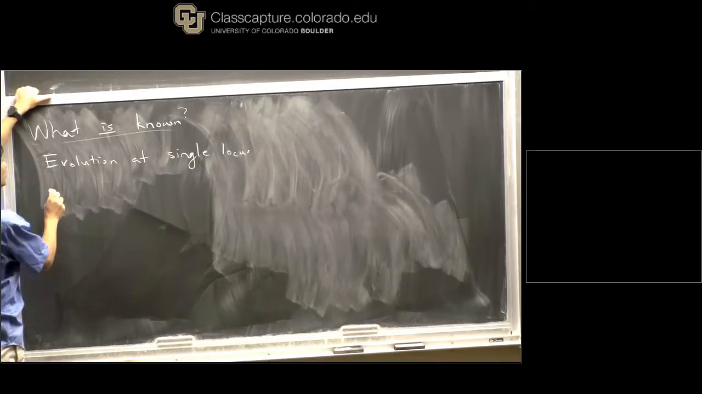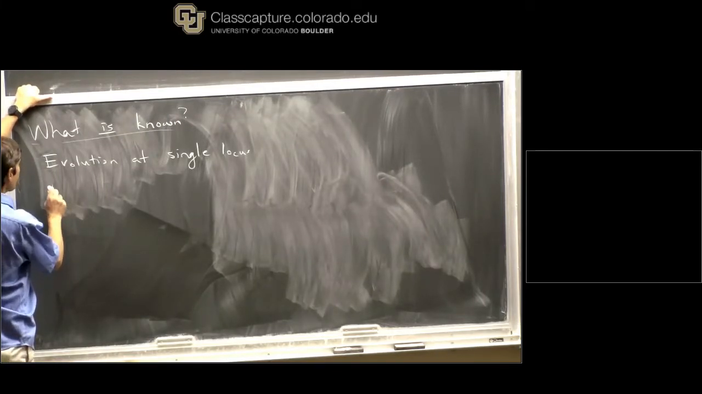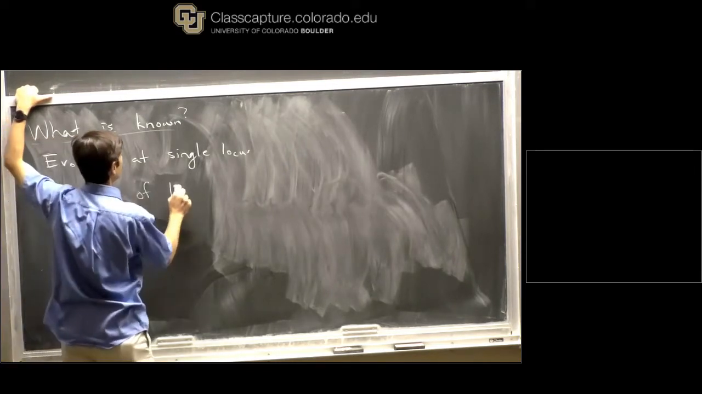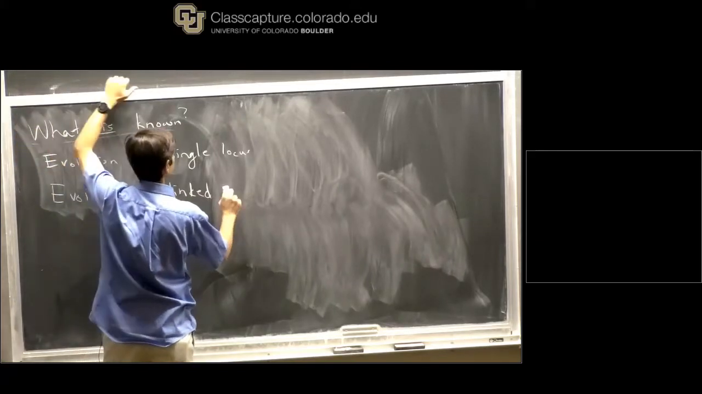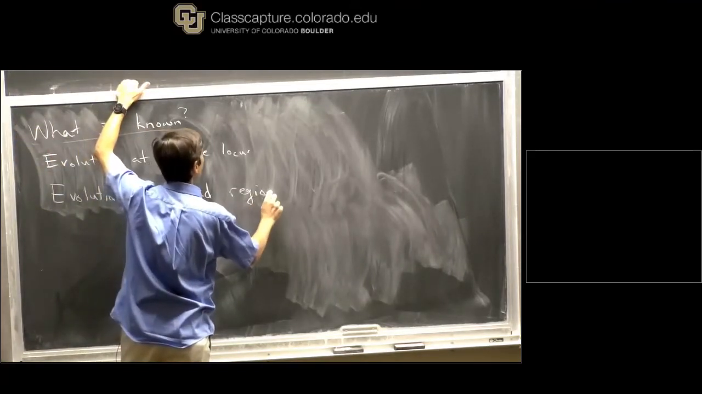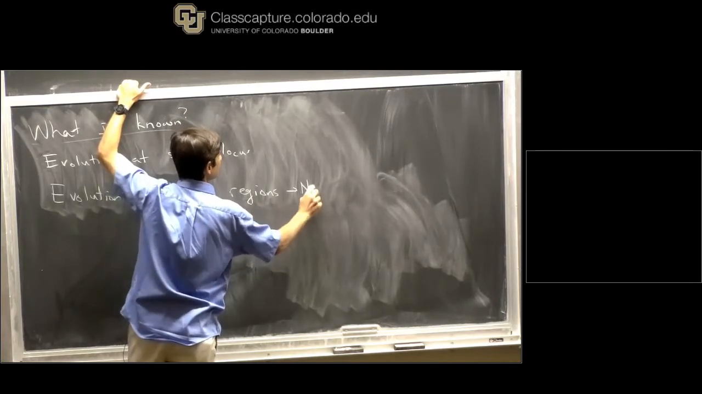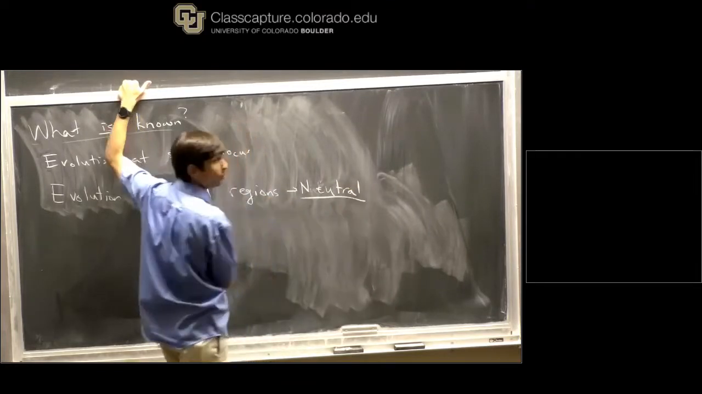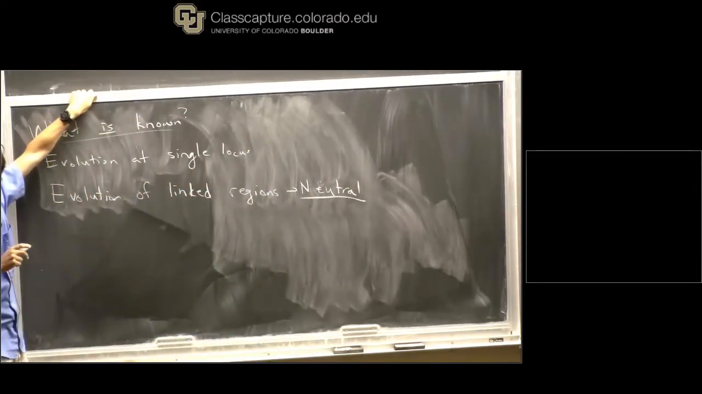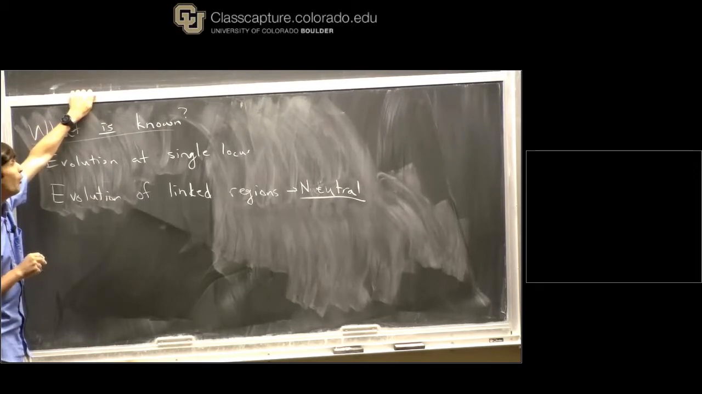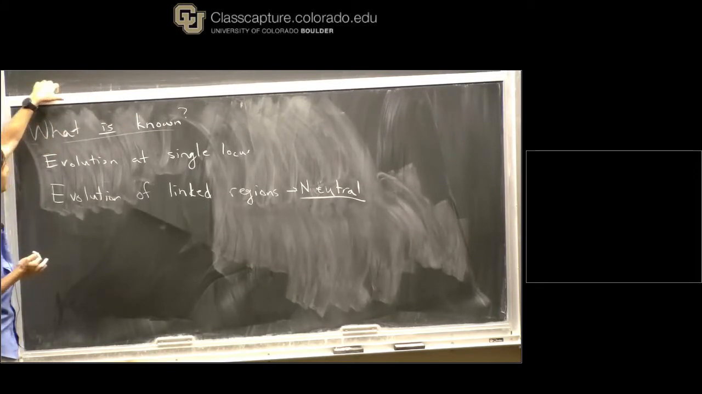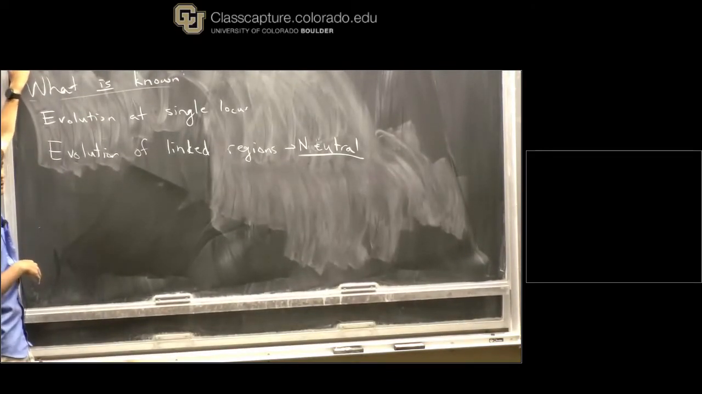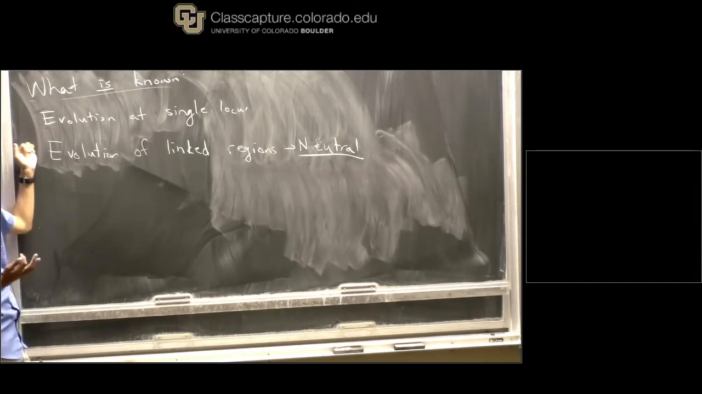And just now, we talked about evolution of linked regions. That's this whole coalescent theory, but only in the case where all the mutations are neutral, okay? So at least to my thinking, and not everyone would agree with this, my view is that there's an obvious huge gap here.